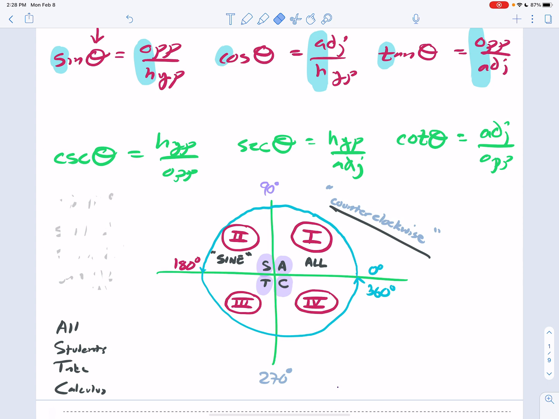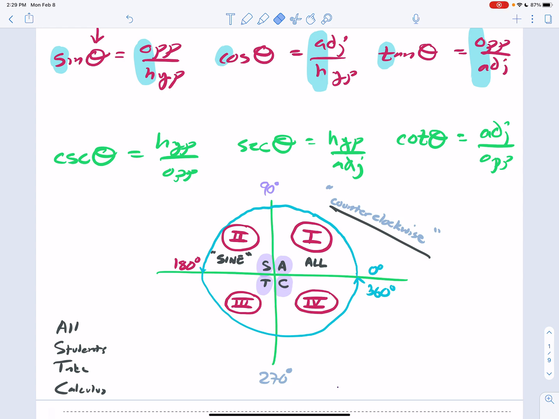Okay, so this neat little phrase, all students take calculus, is a very fast way to figure out if your answer will come out positive or negative. I'll say that one more time if you want to write it down. The whole all students take calculus phrase is to help you determine what the signs come out to for your trig ratios, if it comes out positive or negative.